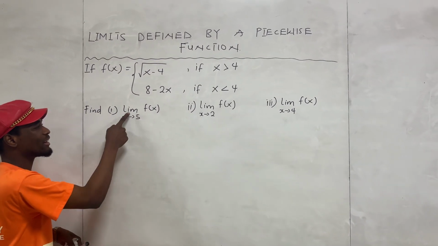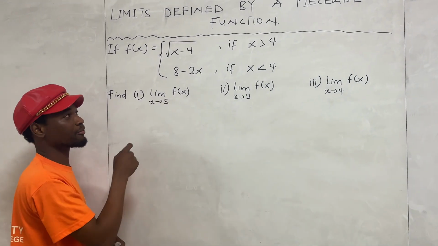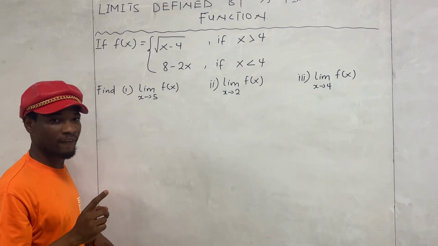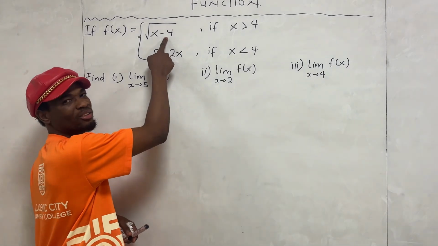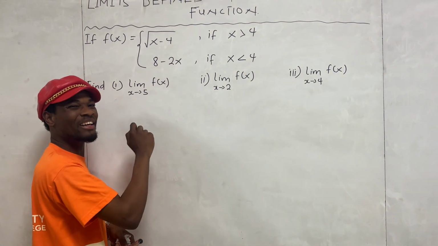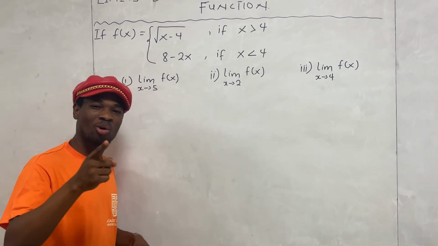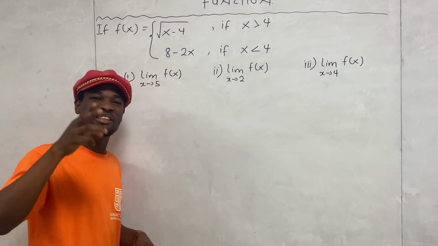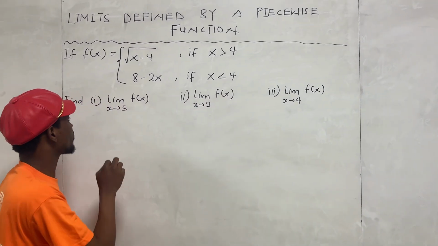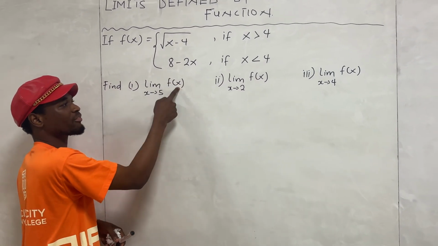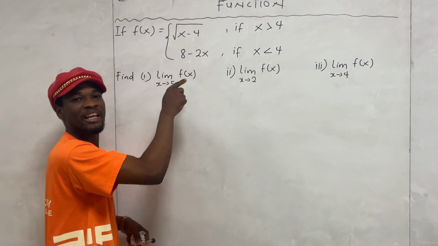So we are saying find the limit of f of x as x approaches 5. How would you know which function is valid? They are all valid, but it depends on the conditions, the boundaries, the domain. So now we should evaluate the limit of this function as x approaches 5. Let's consult the restriction.